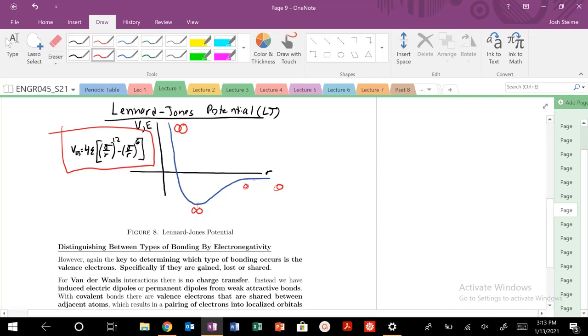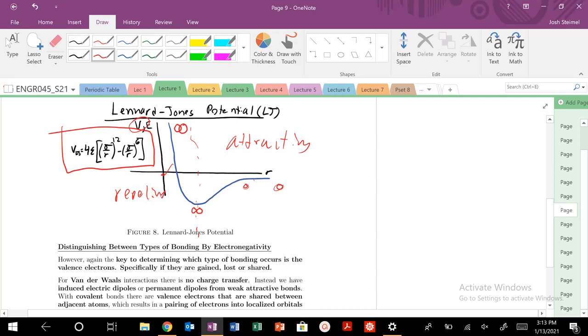But pretty soon, if you keep decreasing the distance, our neutral atoms start to overlap. The protons in your nucleus start to repel each other, and the potential, this energy, starts to increase. Increasing energy is very, very bad. That's the key concept we're seeing here. On this side of the curve, we are attracting. On this side of the curve, we are repelling.